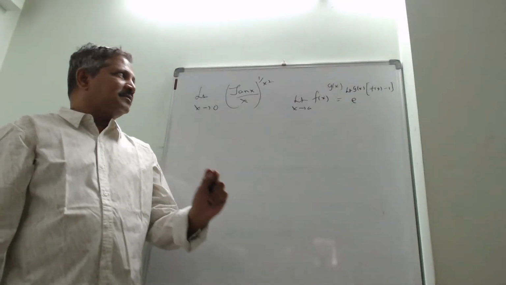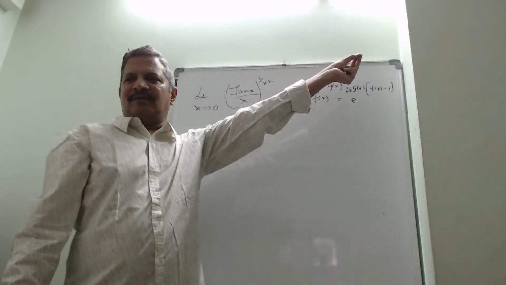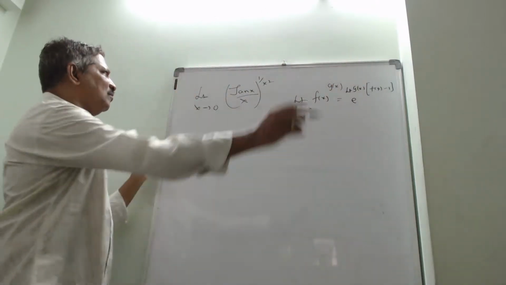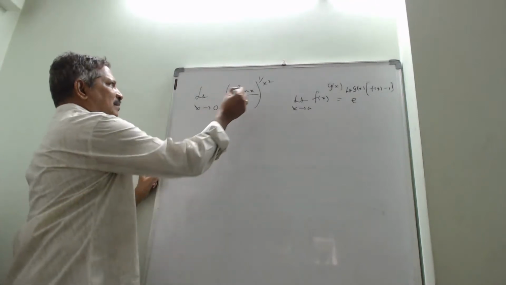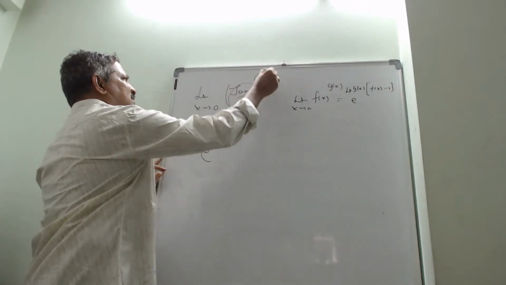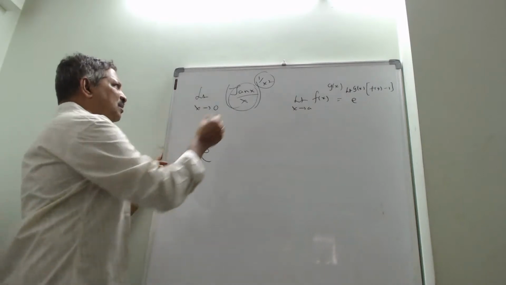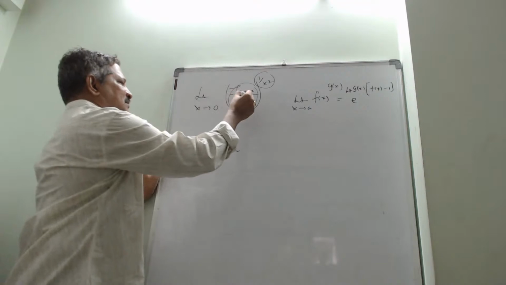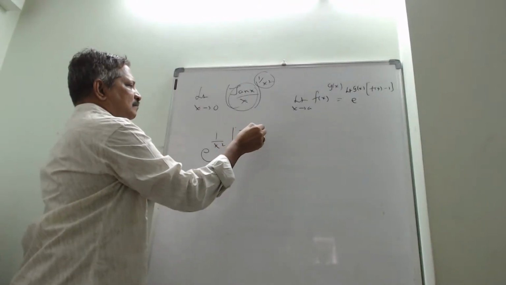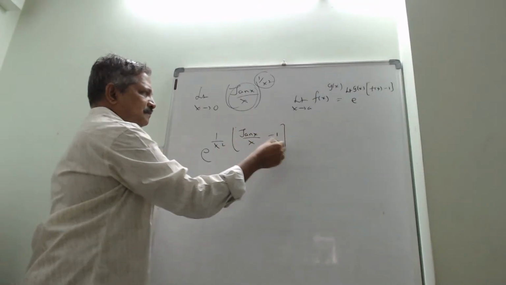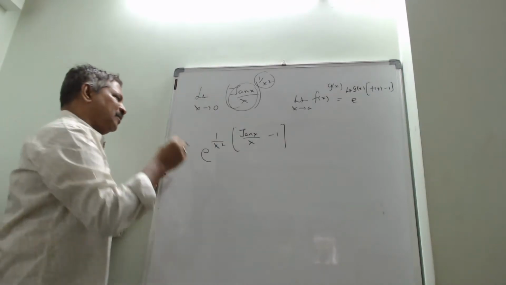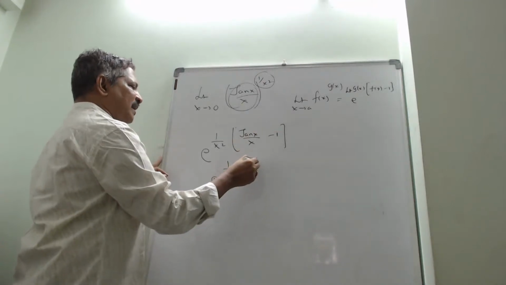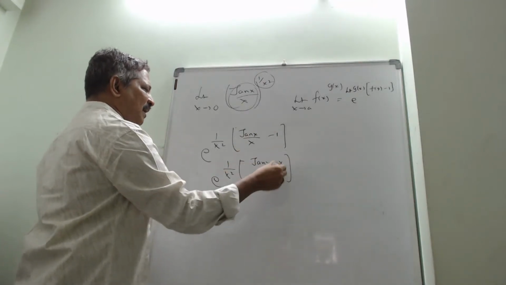Now, what we will do: e power, this is fx, this is gx. So e power g of x into (f of x, tan x by x, minus 1). Next one, e power 1 by x square, take LCM, tan x minus x by x.